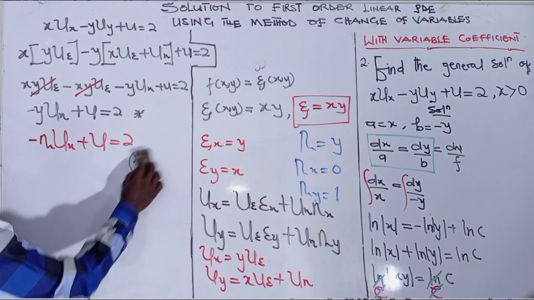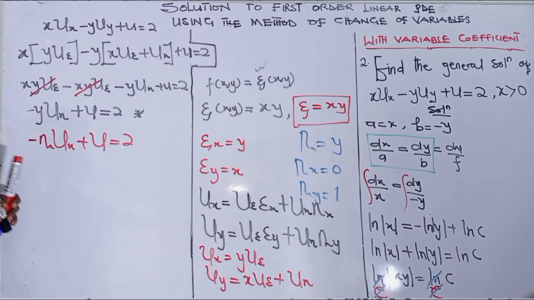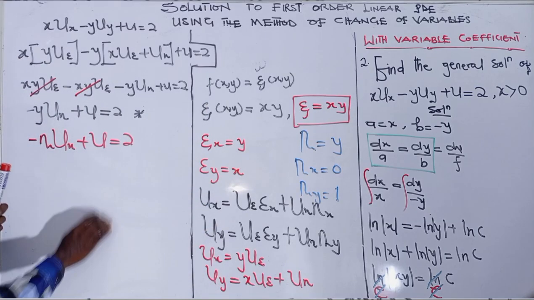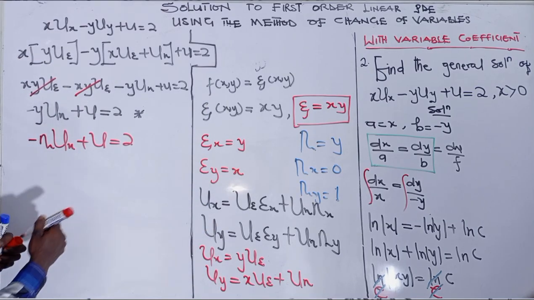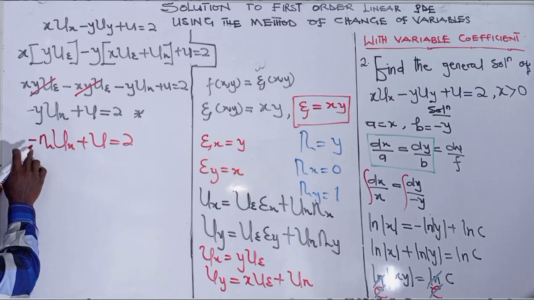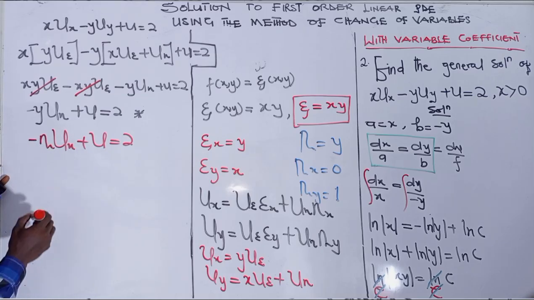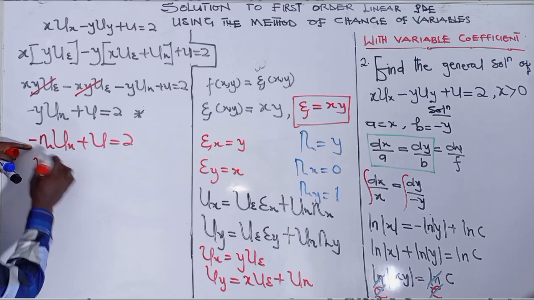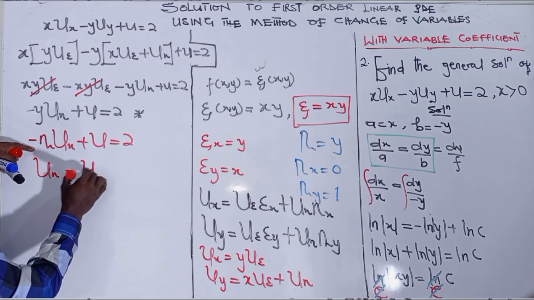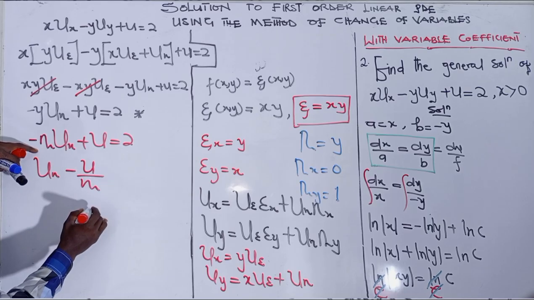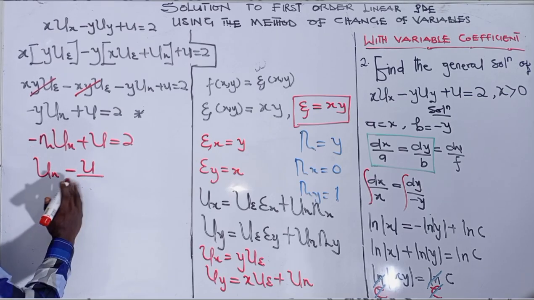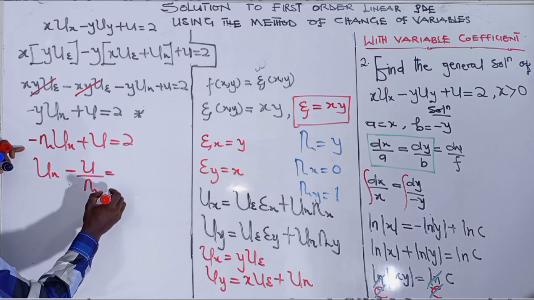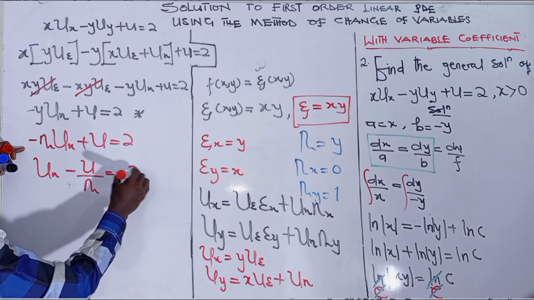So what do you think we are going to do here? What do you think we should do here? We want to integrate. We want to find the solution at this point. Now let's divide both sides of the equation by negative η and then let's see something. So we are going to have uη. This will cancel this. Then we have minus u all over what? η. And then we have is equal to what? Minus 2 all over what?